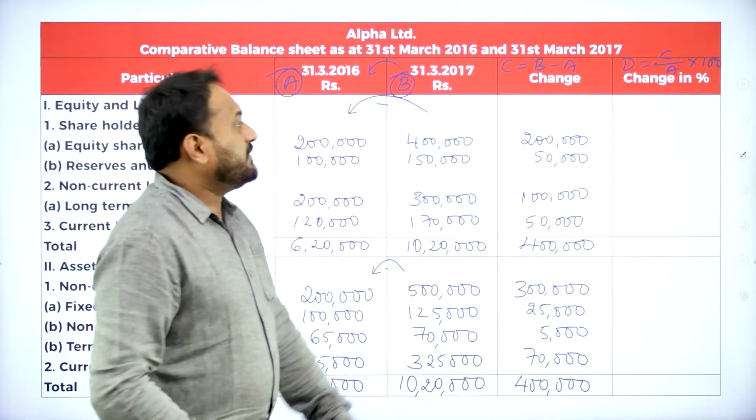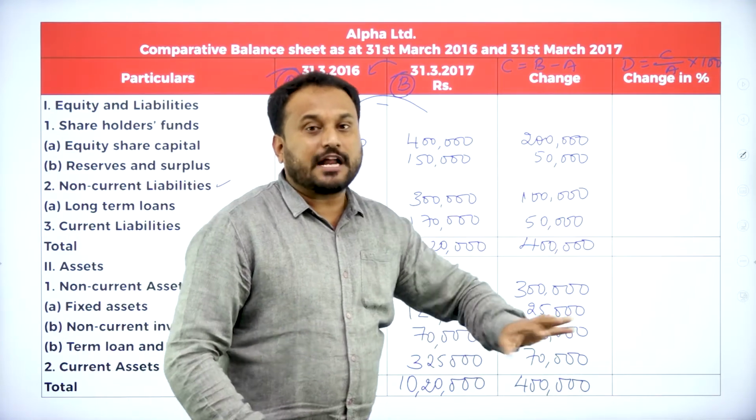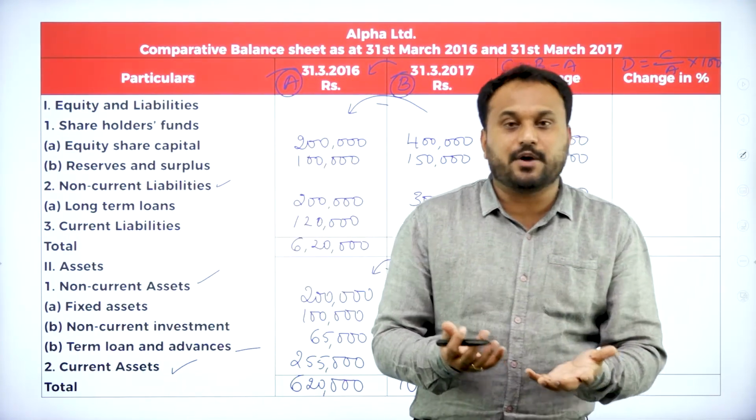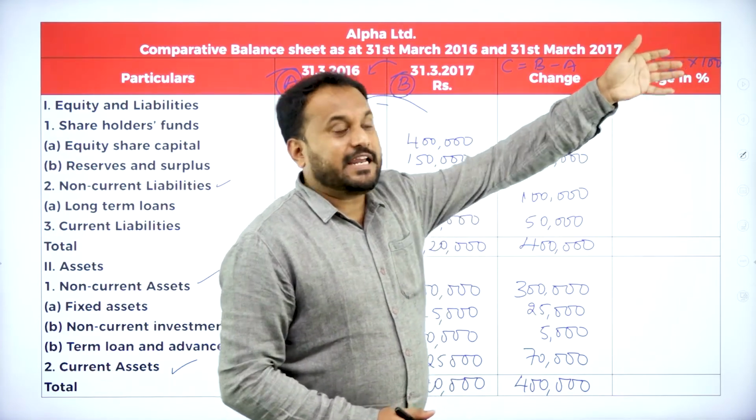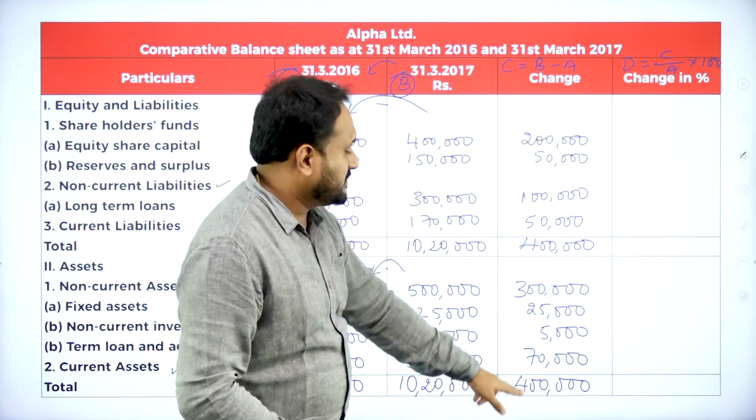Done. So this column is also done. Now we need to convert this into percentage. How exactly will we do it? Very simple. D is equal to C by A. What is C here? C is this.